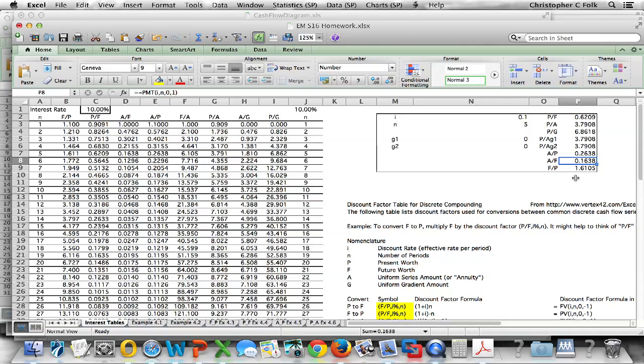Well, I don't see it. They don't have a sheet for it over here. Okay, so find F given A. That's going to be this right here, 5 years, 6.105.